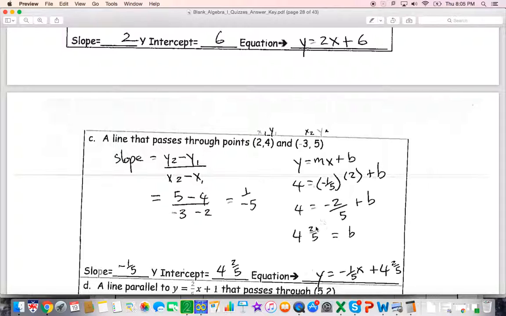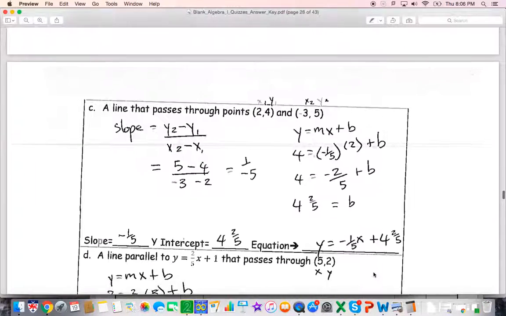All right, so once you go ahead and solve for b, you should get that b is 4 2/5. Or if you used your calculator, you should get that b is 4.4, same thing. And so since we found our slope is -1/5 and our y-intercept is 4 2/5, we now have the equation y equals mx plus b, so it is y equals -1/5 x plus 4 2/5.